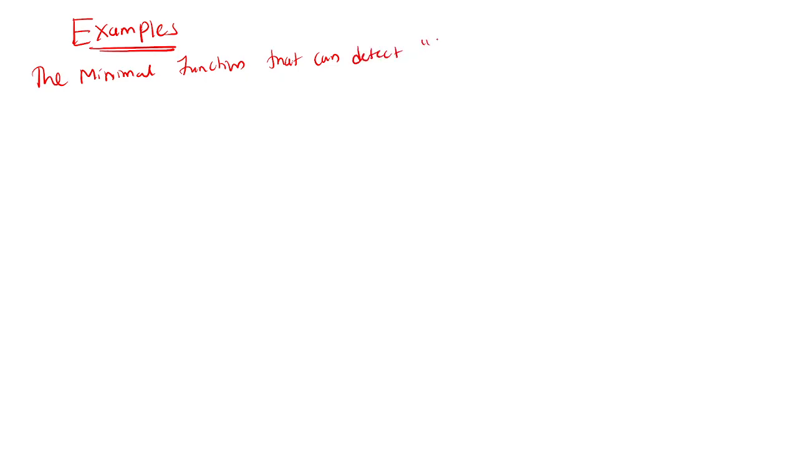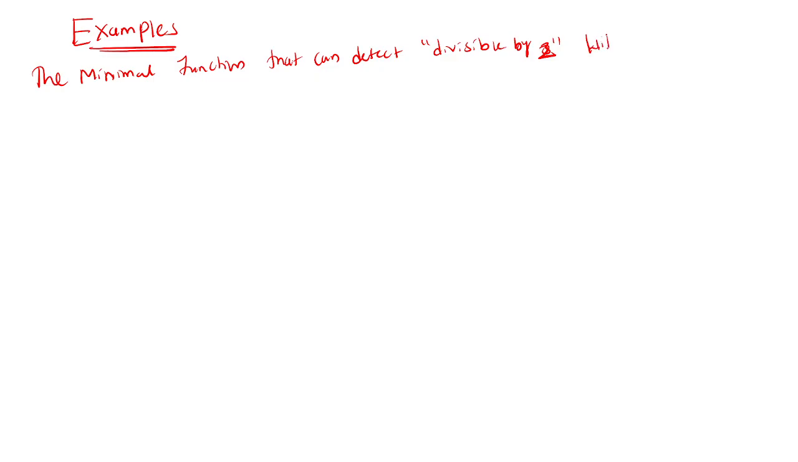Next, I want to design a circuit, so let us take some examples related to combinational circuit design. Take the minimal function that can detect divisibility by 3, and divisibility by 2 we will take. Divisibility by 3 you do as a task.